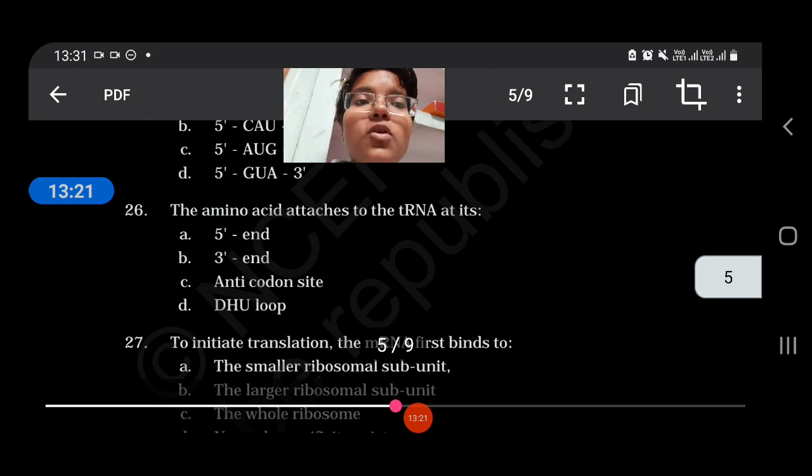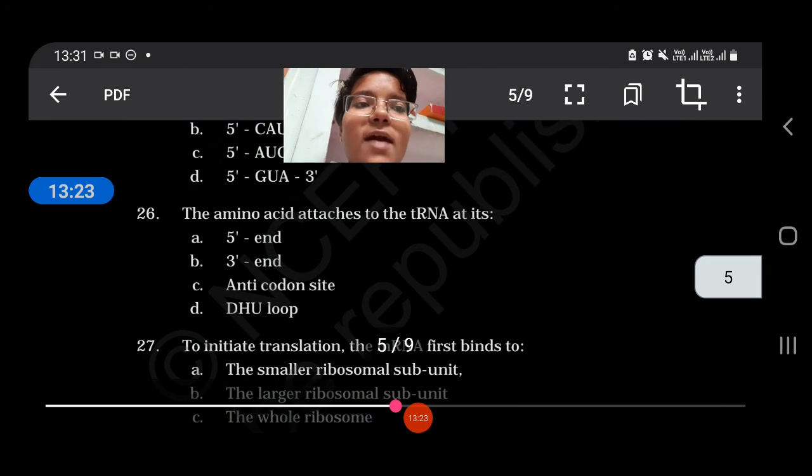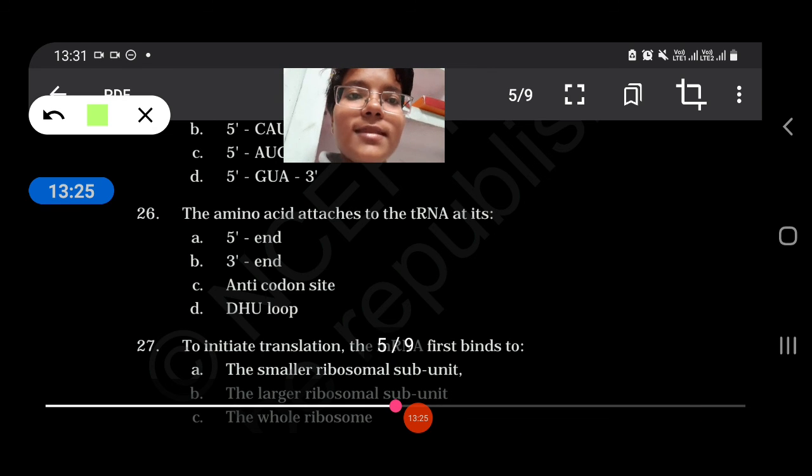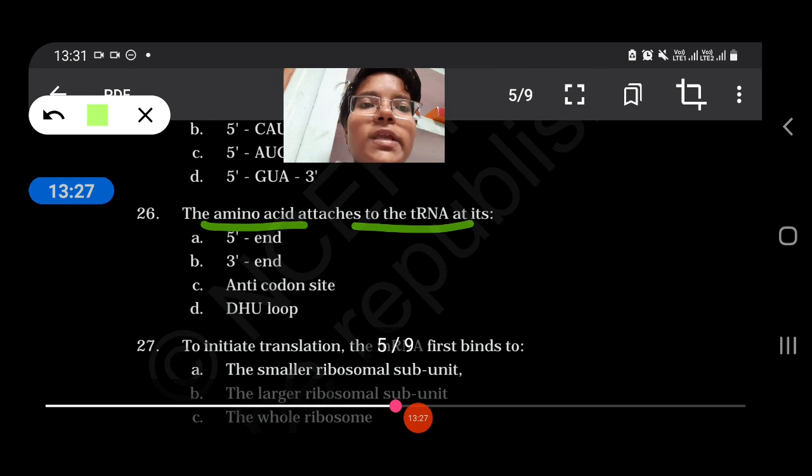The amino acid attaches to the tRNA at its 3' end.